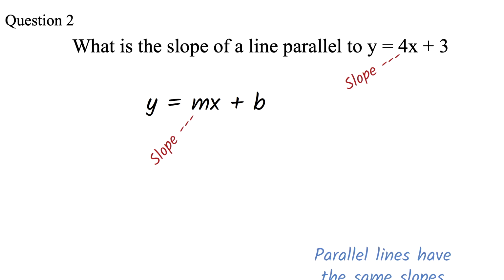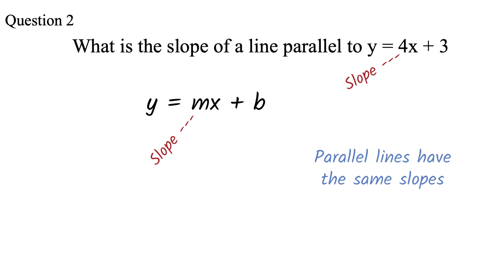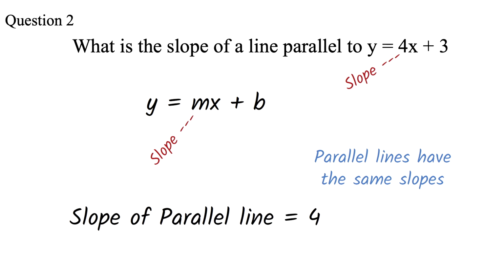Secondly, you have to know that parallel lines have the same slopes. So if a line is parallel to y equals 4x plus 3, then the slope of that line must also be 4. So our answer is 4.